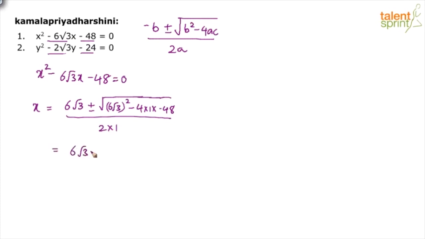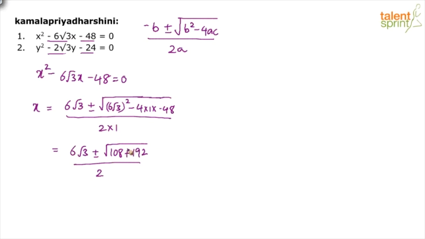6 root 3 plus or minus root over, see, 6 root 3 squared. So 36 into 3, 3 squared is 3. 36 into 3, 108. This minus and minus will make it plus. 4 into 48 would be 192. Right? Now 108 plus 192 is 300. Root 300 basically, divided by 2.